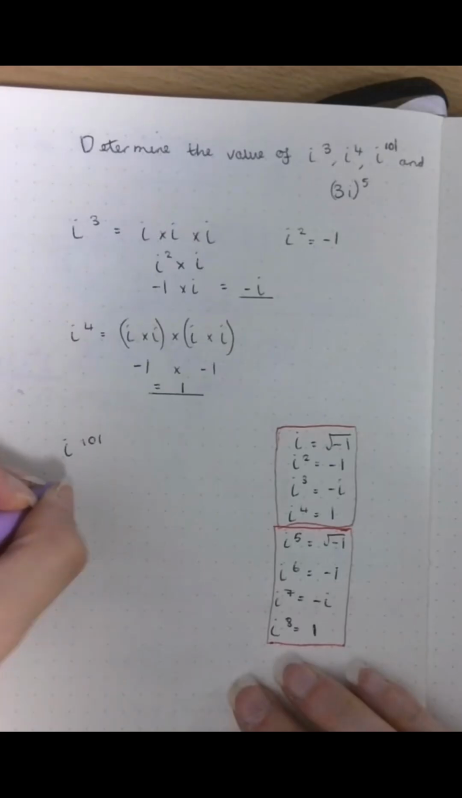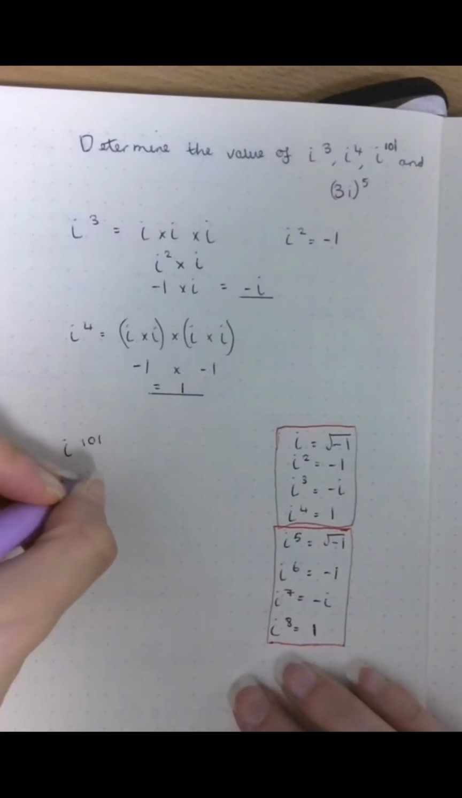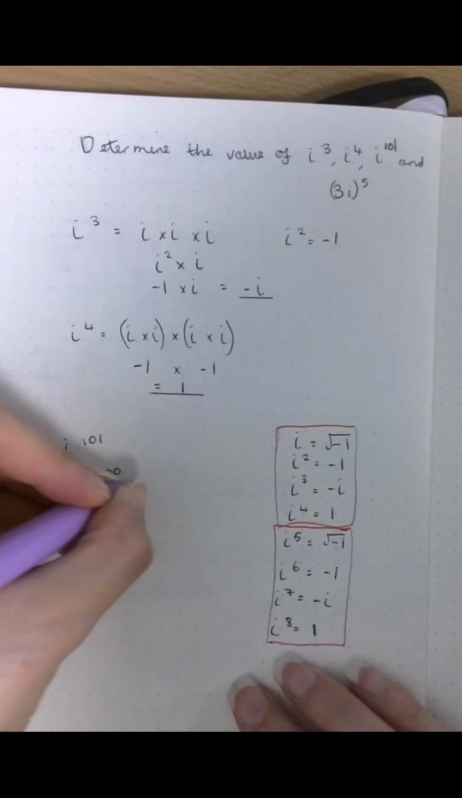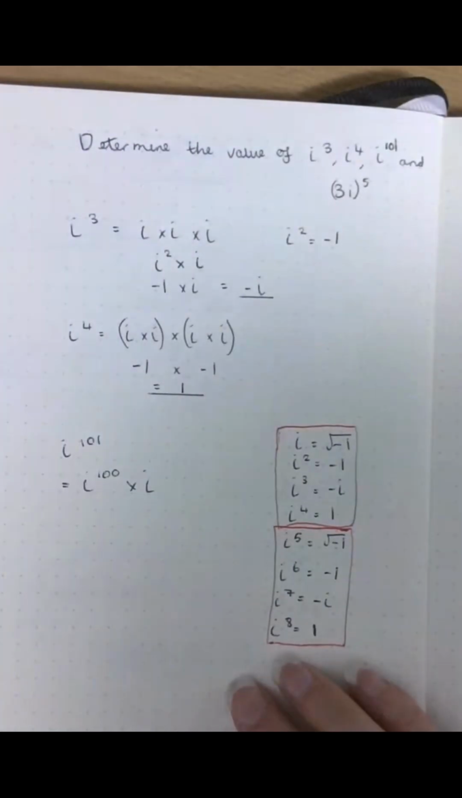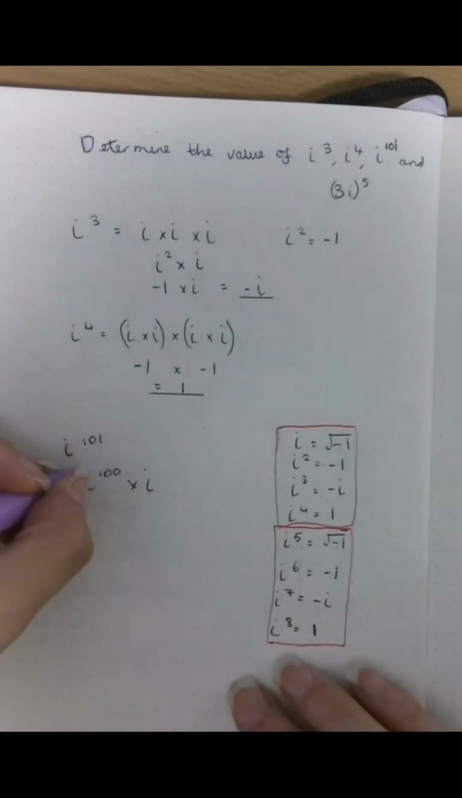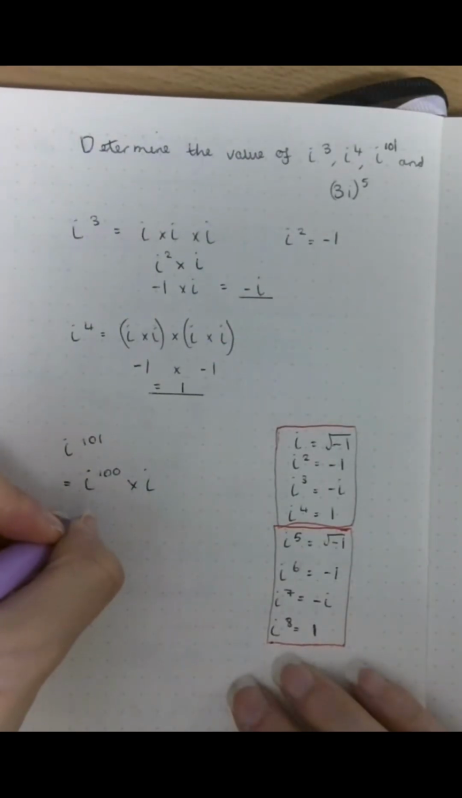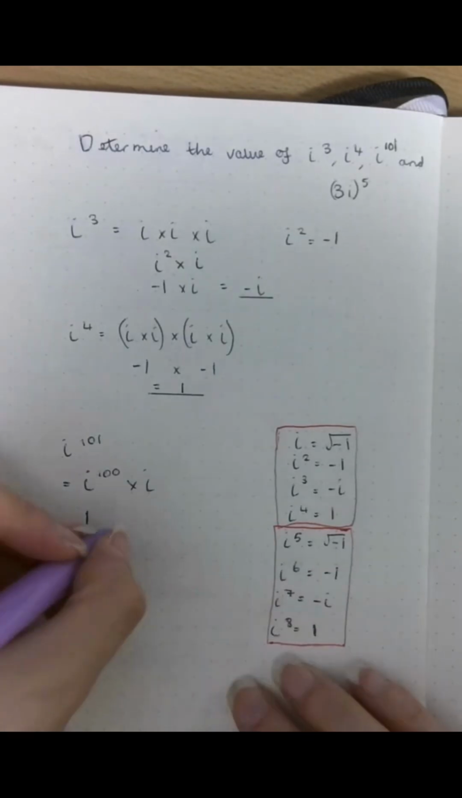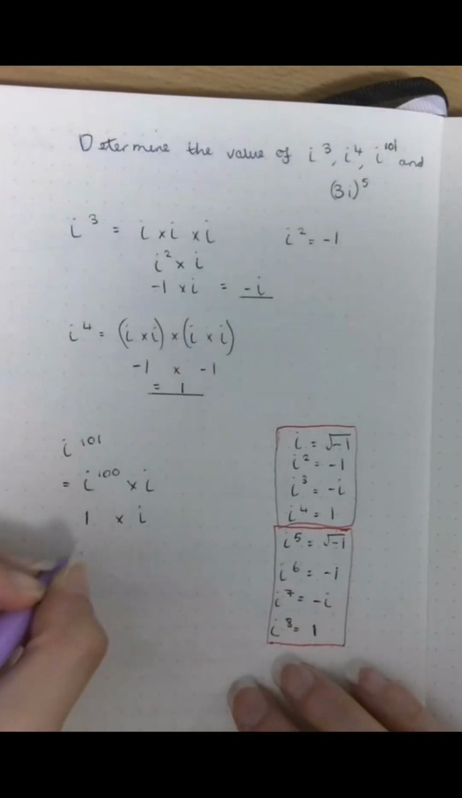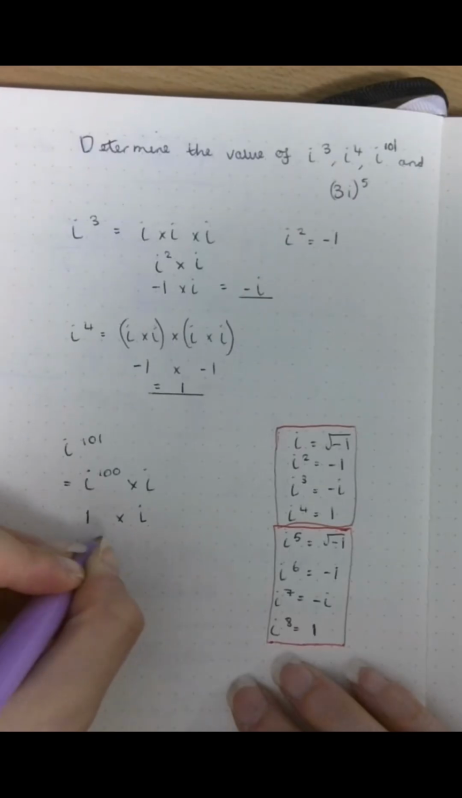So i to the power of 101 is the same thing as i to the power of 100 times another i. If the power is a multiple of 4, it's just going to become 1. And then times the i, it's just going to become i.